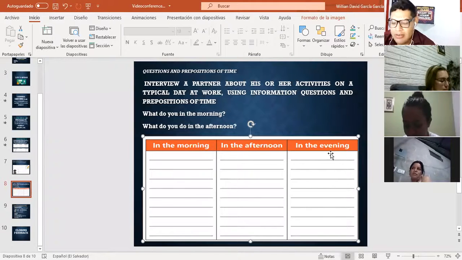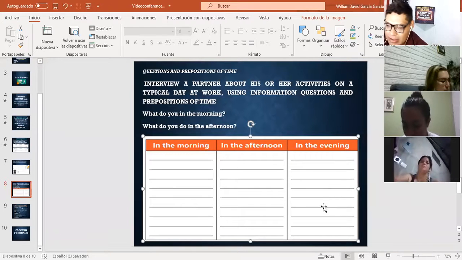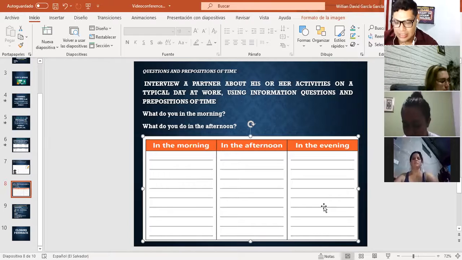O si usted no trabaja de noche, puede poner algunas, por ejemplo, ¿qué hace? I go home, I eat at 7 p.m. Como a las 7, I eat at 7 p.m. or I prepare my classes. So, in this case, you're going to write the activities you want. There is not a limit of words. No hay un límite de palabras. Usted puede poner las que usted considera. No es que va a escribir tantas por cada una, sino que las actividades que usted realiza, ya sea in the morning, in the afternoon, in the evening.